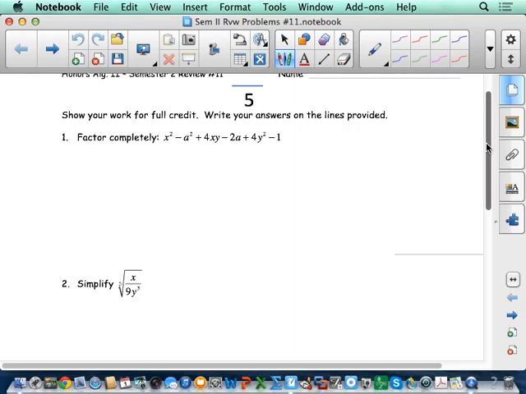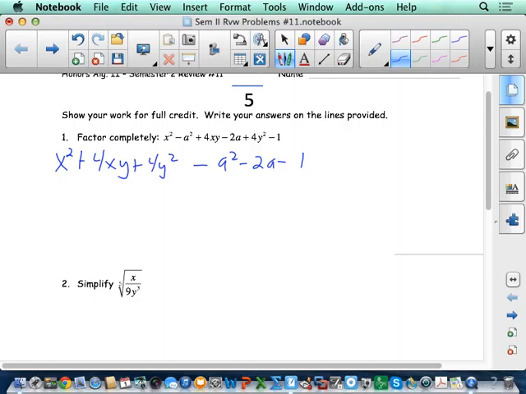Sarah. Okay, so anyone get problem number 1? I sort of factored it. Okay. What you're going to want to do, I sent you a hint. The hint was to group the terms that have x's and y's, and then the other 3 terms. So let's group these: x squared plus 4xy plus 4y squared minus a squared minus 2a minus 1.